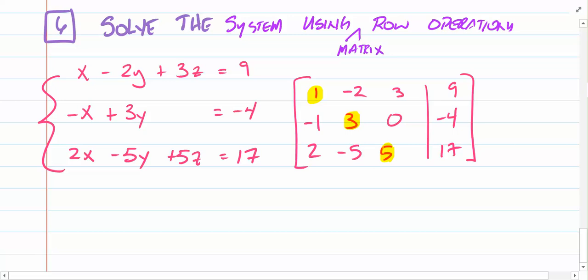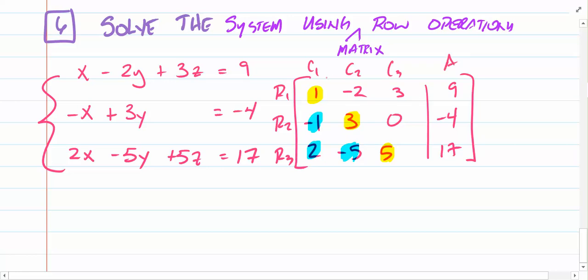We want ones there, okay? And then we want zeros where my highlighted blues are. We want ones along the main diagonal of the coefficient matrix, and zeros below each of those ones, because that will allow us to then determine the value for x, y, and z. Remember, this is row 1, row 2, row 3, column 1, column 2, column 3, and that will give us our answers over there.